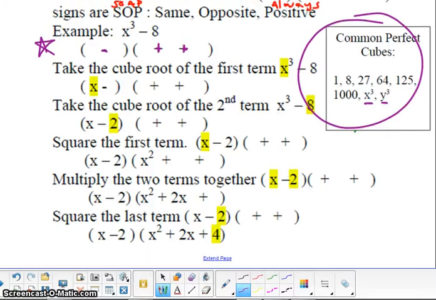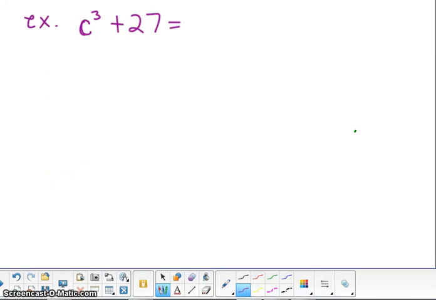So let's try some examples of this. And the first one is a sum of cubes. 27 is one of the common ones. And my answer should be a binomial and a trinomial. So it's going to look something like that. And then the signs will be the same as the original, opposite of the original, and then always positive. So we're going to fill in those as we go.